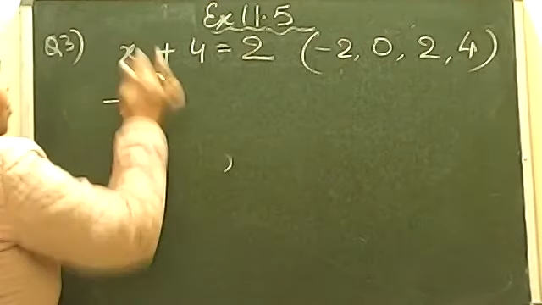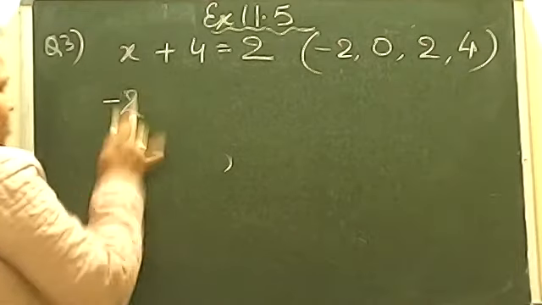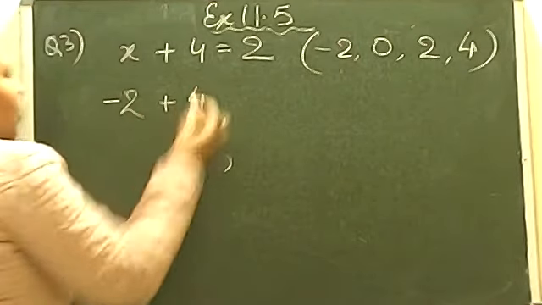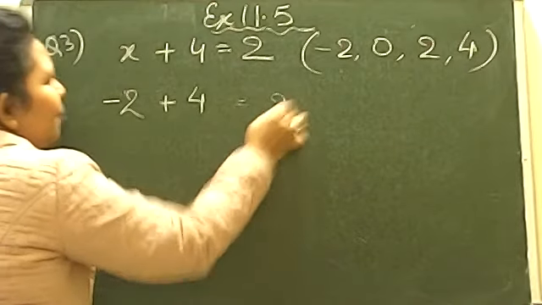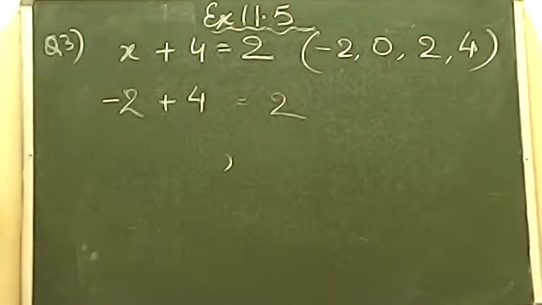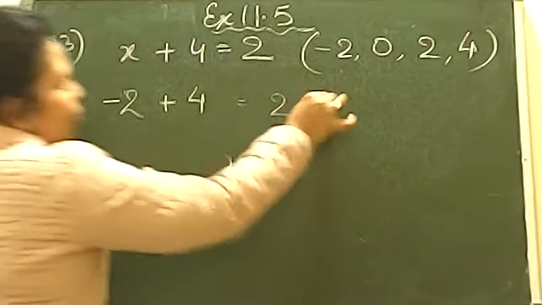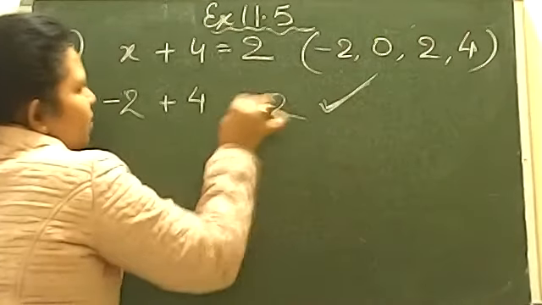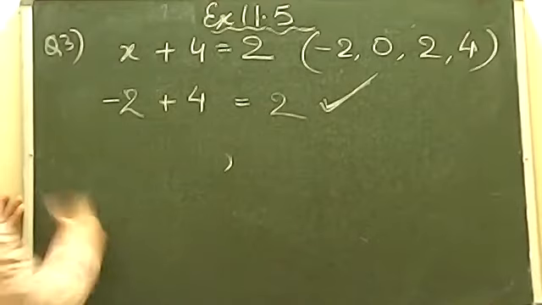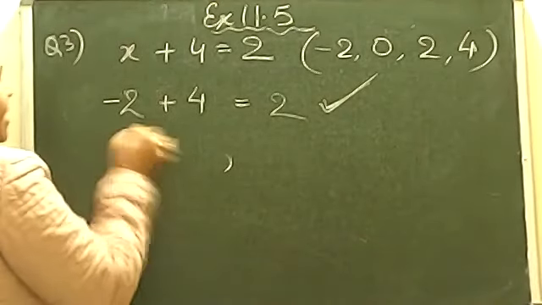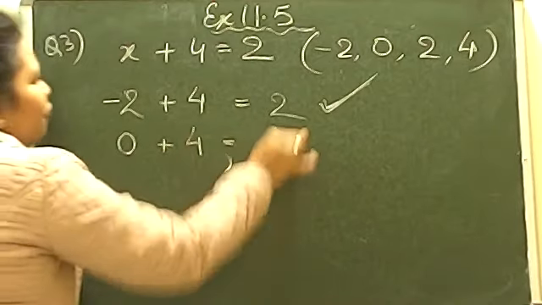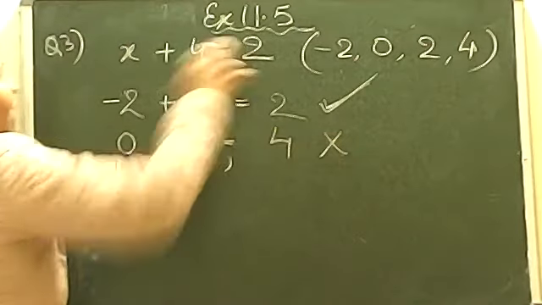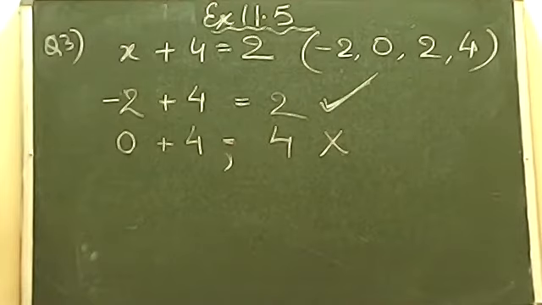Putting -2 in place of x, we get -2 plus 4. Now this is +4, this is -2. The answer will be +2. This is the first one, and yes, we wanted 2, so this is the right option. Now let's try the other 3 as well. This is 0 and this is 4. 0 plus 4 will give you 4 only, but we wanted 2. So this is a wrong option.